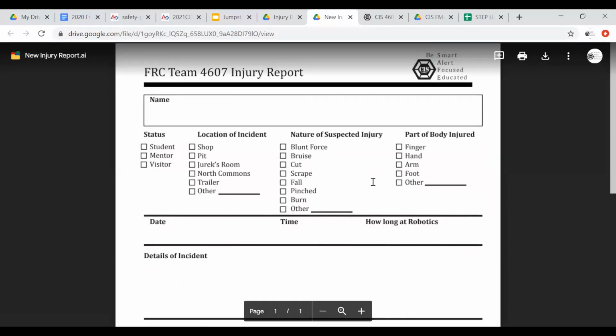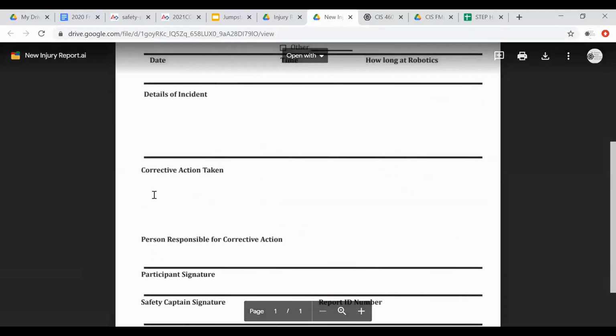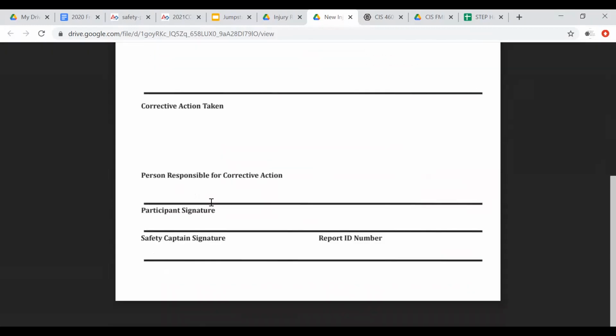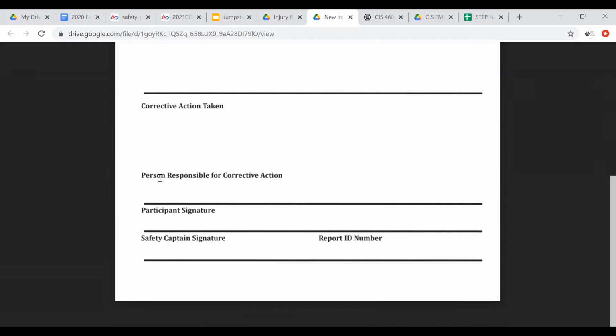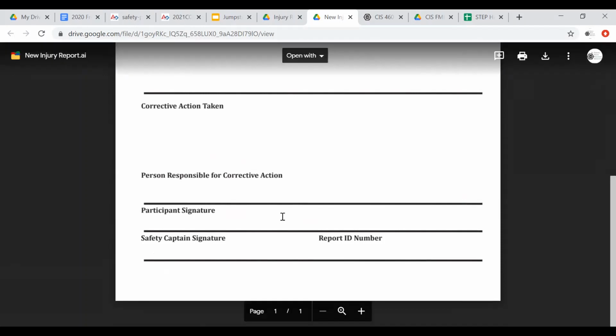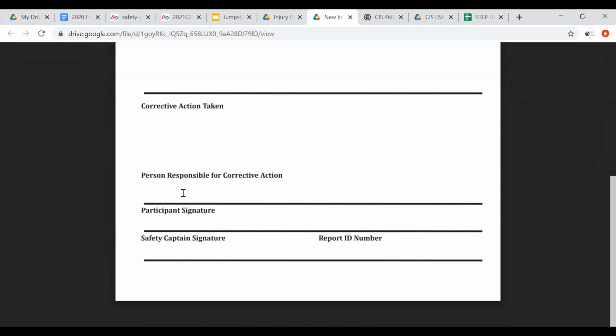Okay, this is our new one. So we talked about this part. So we have the details, corrective action. So that would be immediate and eventual action taken. Who did the corrective action? So did Susie fix up Tommy's little finger that he hurt? You want to make sure, okay, who did first aid?